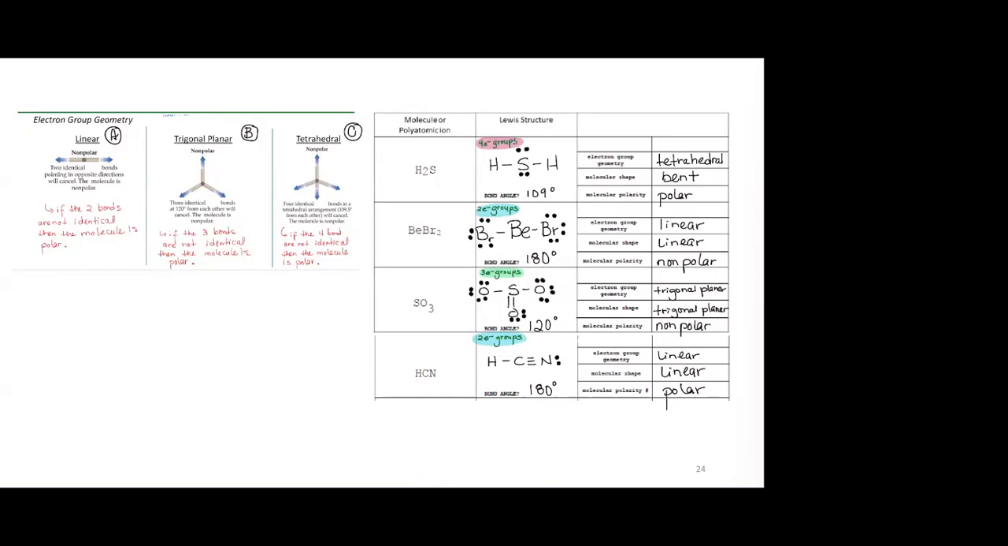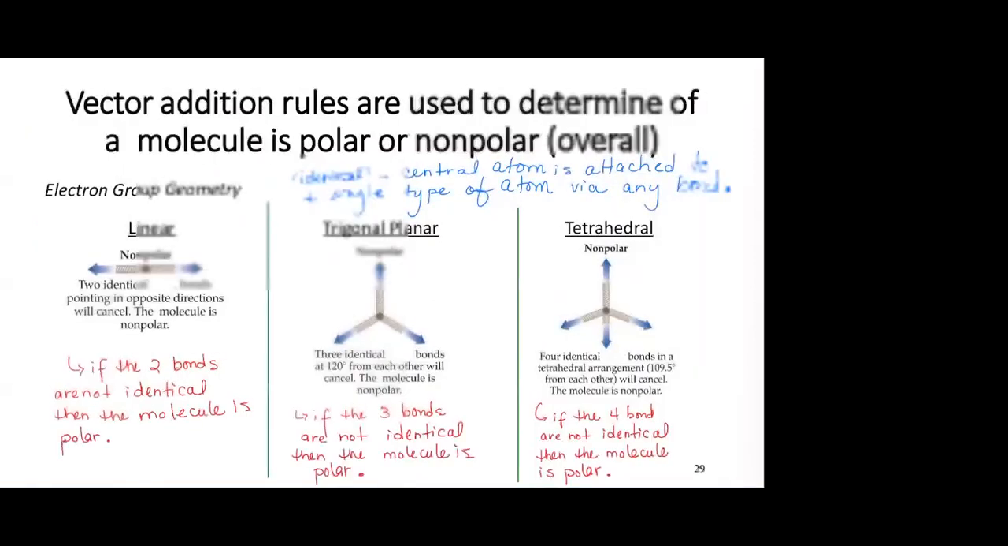If you're a trigonal planar molecule, we need three identical bonds. When it comes to tetrahedral, we need four identical bonds, as you can see in the structure. Remember that identical, as you can see in the notes here, in terms of the attachments to the central atom means that the central atom is going to be attached to a single type of atom. It doesn't matter the bond, okay?